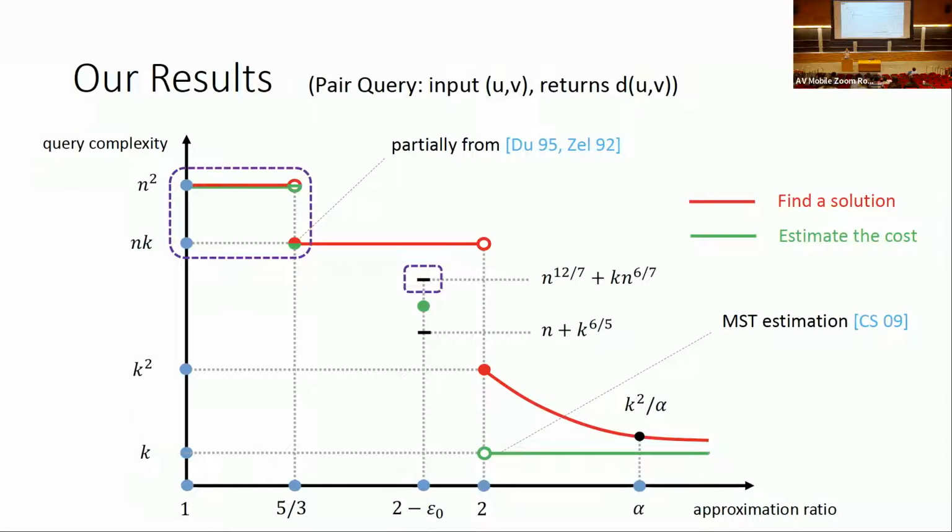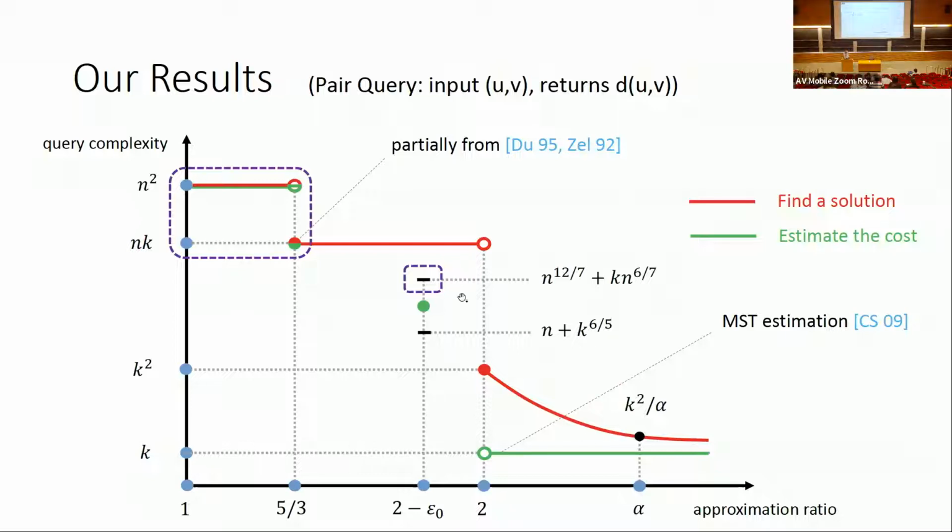A second separation happens at factor 2 approximation, and this is mainly because of the terminal MST: we just focus on the metric induced on terminals, ignoring all Steiner vertices. Then the MST on this metric will always be a factor 2 approximation for the Steiner tree cost. This basically explains why factor 2 is easy, because it reduces to MST cost estimation.